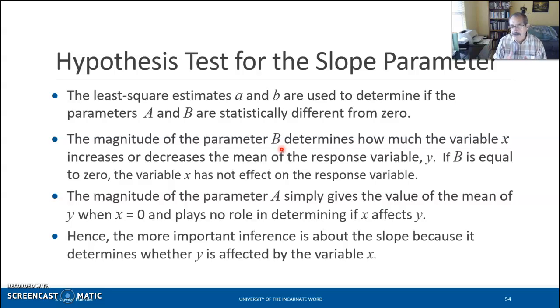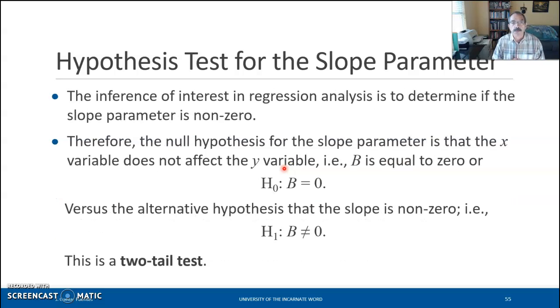So the key inference here is to determine if the slope parameter is 0 or not. Because if it is 0, then we know that y does not depend on x. If it is non-zero, then we can use that parameter to determine how much the response variable is going to change per each unit of the independent variable x. All right, so the inference of interest in regression analysis is determining if the slope is non-zero.